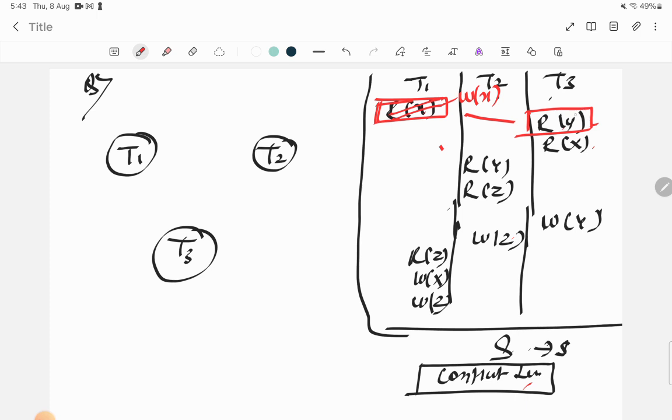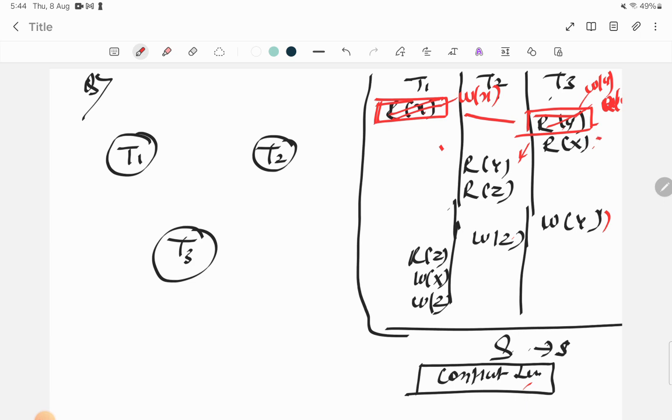Okay, what is the conflicting pair of R of Y? We'll check this. It is W of Y. So you can see W of Y, is it in T2? No. Is it in T1? No. So if it is in T3, it doesn't matter, because in the same transaction, we'll not consider this.